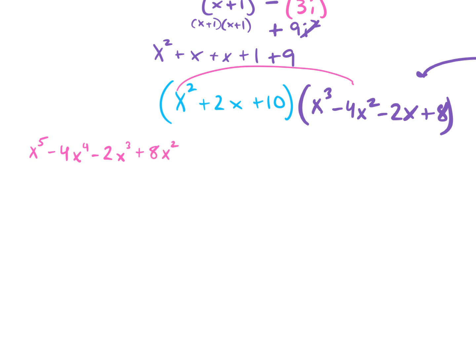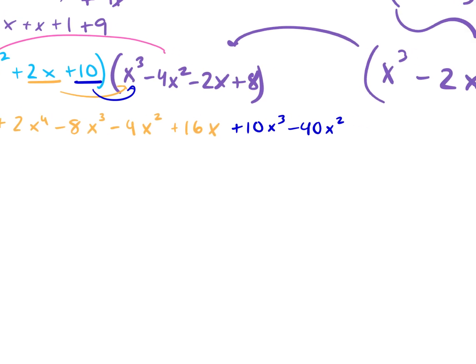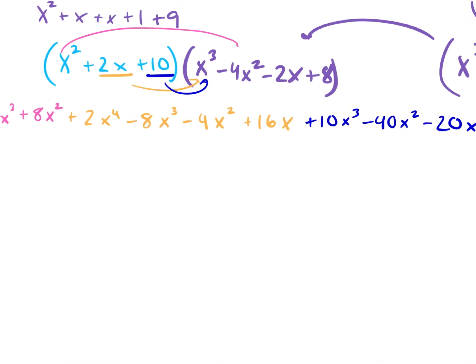Then we can move on to 2x. So 2x times x to the third power would be 2x to the fourth. 2x times negative 4x squared would be negative 8x cubed. 2x times negative 2x would be negative 4x squared. And 2x times 8 would be 16x. And then we can move on to 10. 10 times x cubed would be 10x cubed minus 40x squared minus 20x plus 80. Told you it was going to be long.